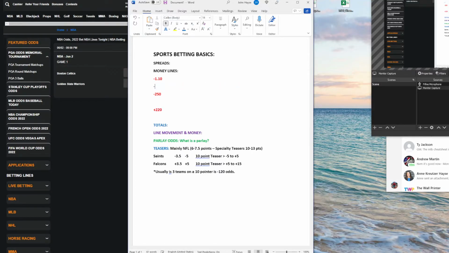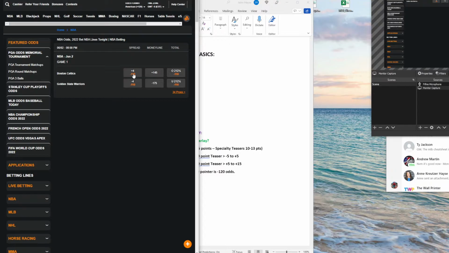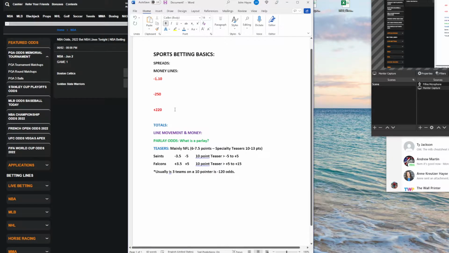So when you see -110 on each side, the reason you have that is in a perfect scenario, let's say Vegas would have $5 million on Boston +4 and $5 million on Golden State -4. They want to be right in the middle, and then they're basically going to make 10% either way, because this team is laying -110 and this is laying -110. So one of them is going to win. That's kind of how Vegas makes their money, but they make a lot more than that. So consider that decimal point right there.